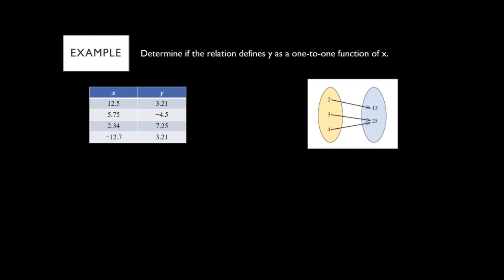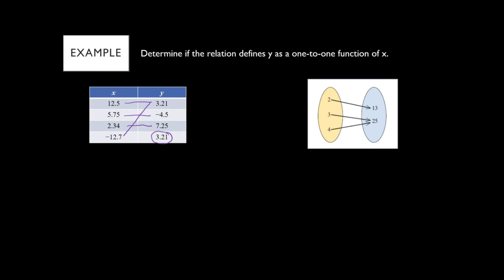Let me use a different color there. Matching y value with 3.21. We've got 5.75 going to negative 4.5. 2.34 going to 7.25. Notice that we have a repeat here, 3.21. So if I don't write that repeat, that basically would mean that negative 12.7 also goes to 3.1. So there's two x values that basically have the same y value.